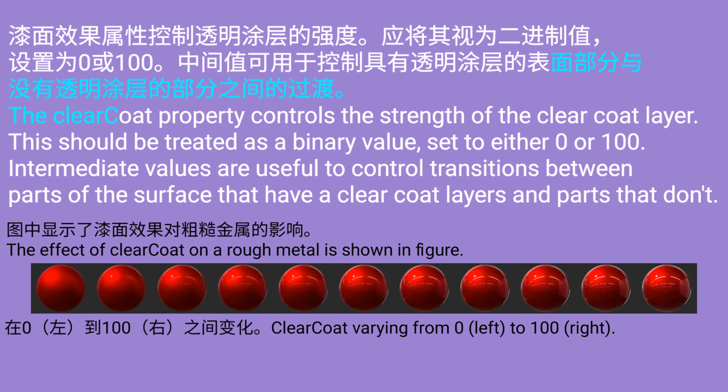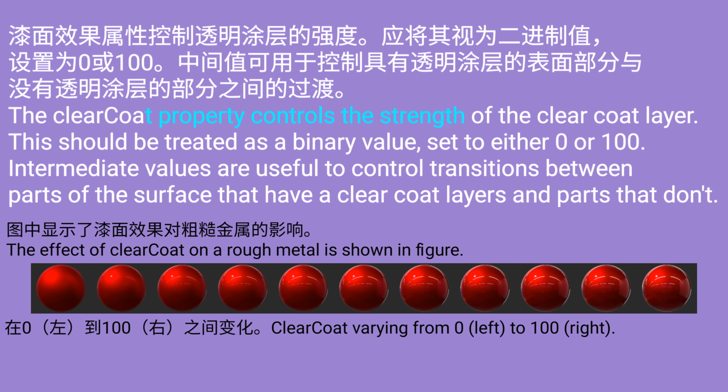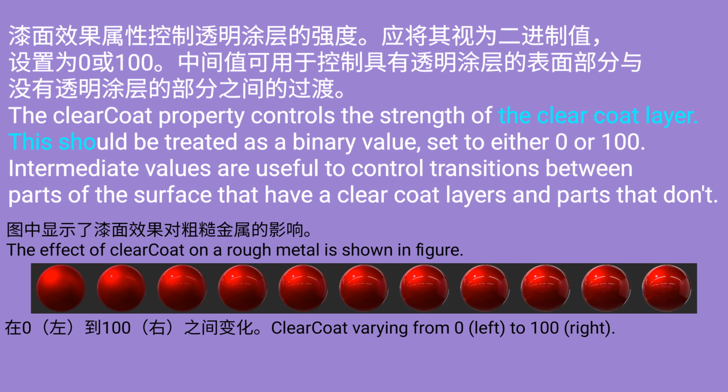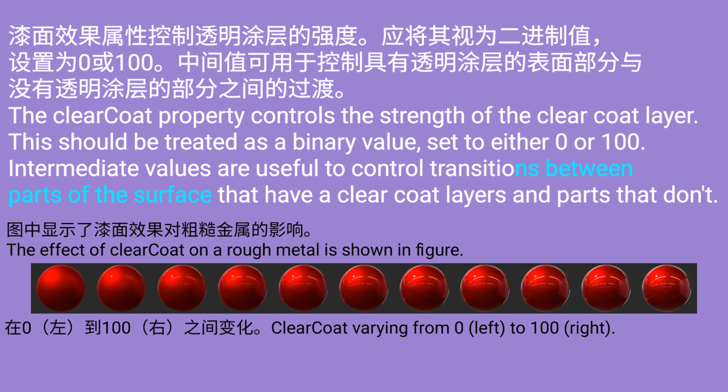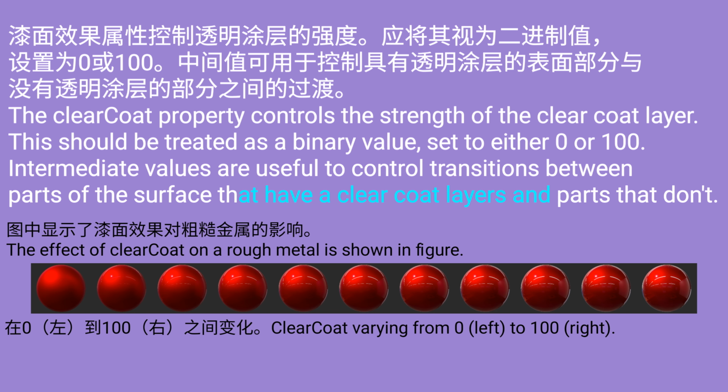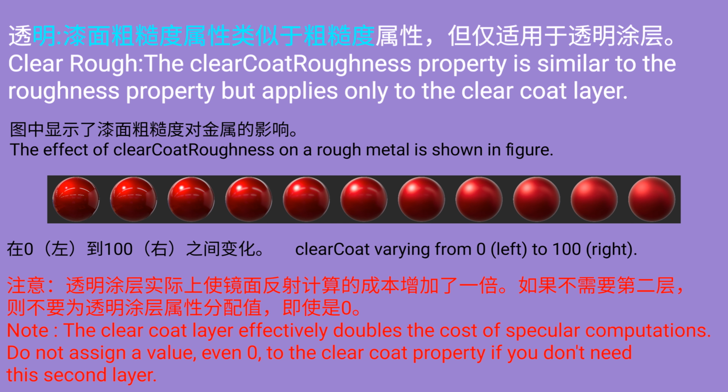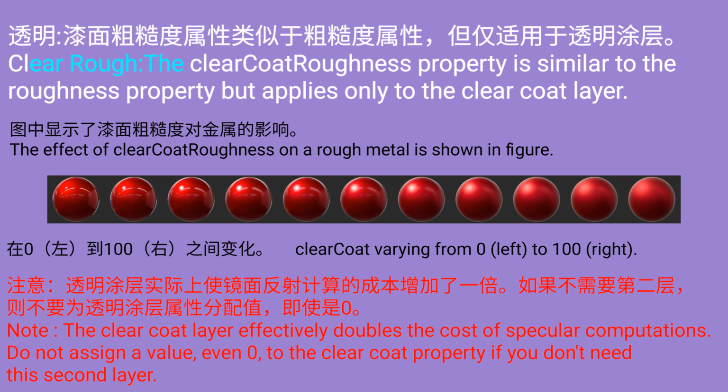This should be treated as a binary value, set to either 0 or 100. Intermediate values are useful to control transitions between parts of the surface that have a clear coat layer and parts that don't. Here the effect of clear coat on a rough metal is shown in figure. Clear coat roughness. The clear coat roughness property is similar to the roughness property, but applies only to the clear coat layer. The effect of clear coat roughness on a rough metal is shown in figure.